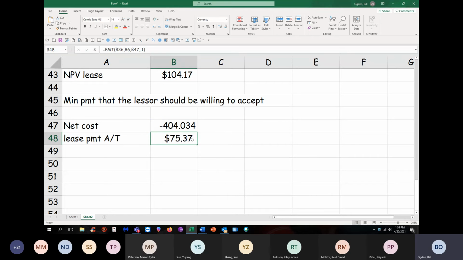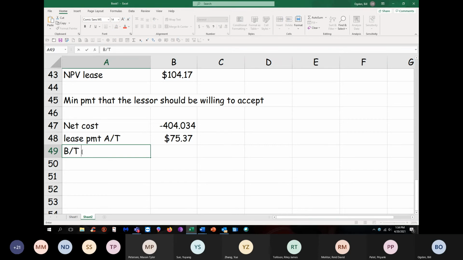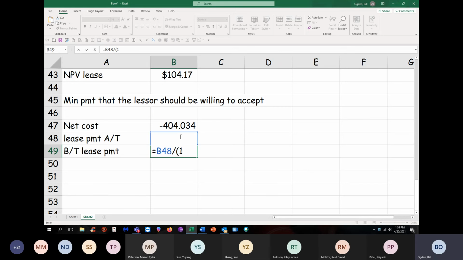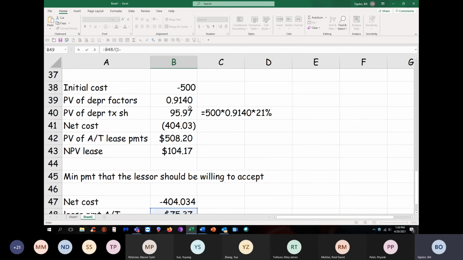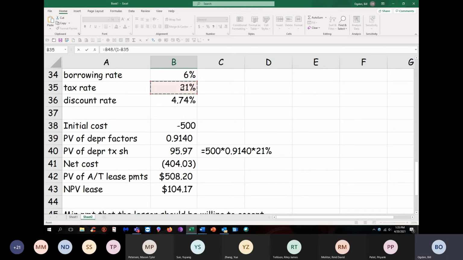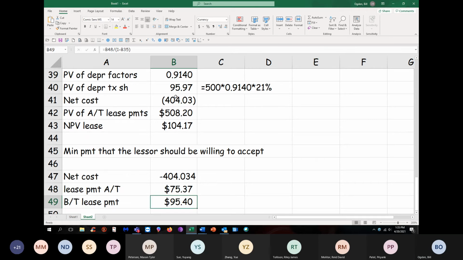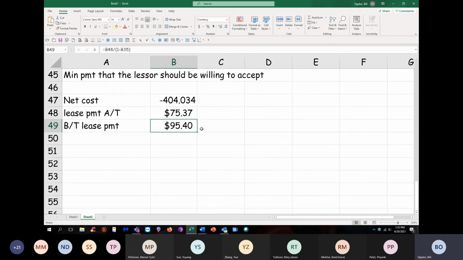All right. Now this is the after-tax lease payment. We need to convert that to a before-tax lease payment. So how do we do it? Well, it's like we've done it several times today. We'll take the after-tax version and divide it by 1 minus the lessor's tax rate. And I show 95.40.